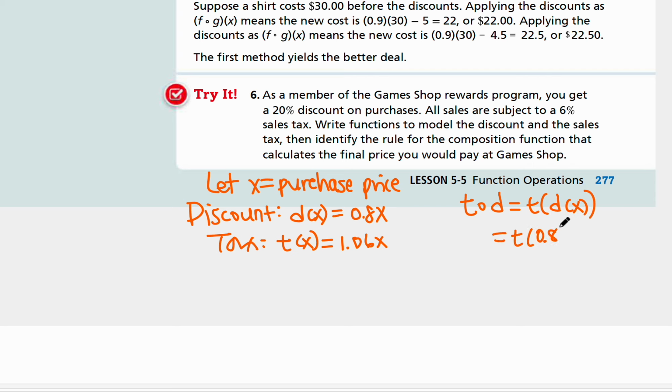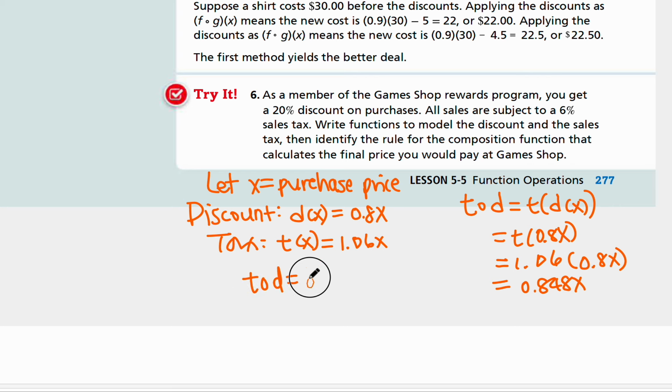t of d of x would give you the correct function. And so let's write that function model where t of d of x is t of 0.8x, and that should be 1.06 times 0.8x. And if you simplify that, that would be 0.848x. And so t of d is equal to 0.848x. Okay, that's it. You don't need to plug in any numbers.